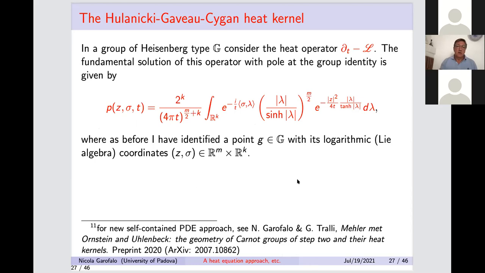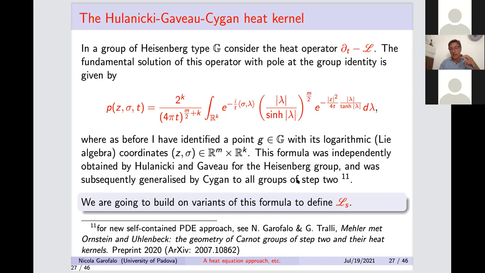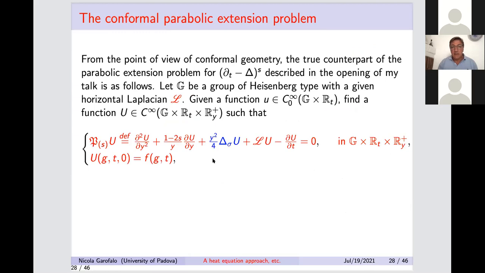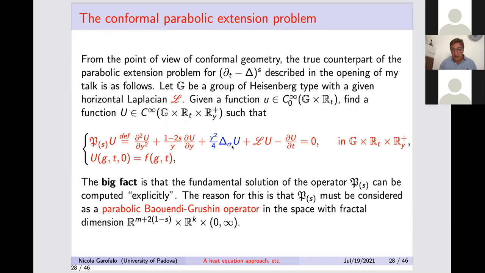So I will use this formula and a variant of it to introduce a definition of L_s, which is different from the spectral definition that I quoted before from Branson, Fontana, and Morpurgo. So let me look now at the parabolic extension problem associated with L_s. It's going to be this one, okay? Notice that there is the blue term that differentiates this problem drastically from the extension problem a la Frank Jones. If this term was not here, then this would be just an extension problem a la Frank Jones. But this is very different now.